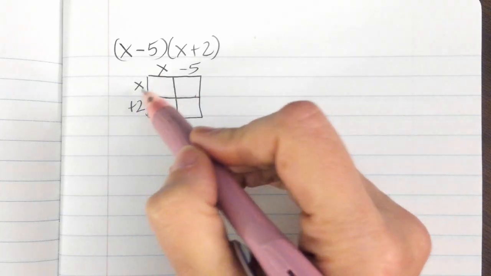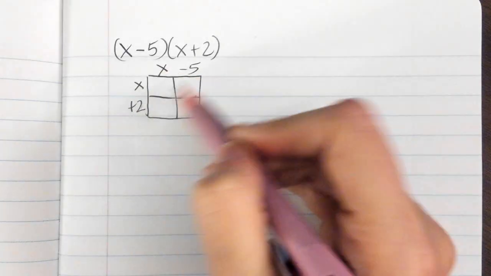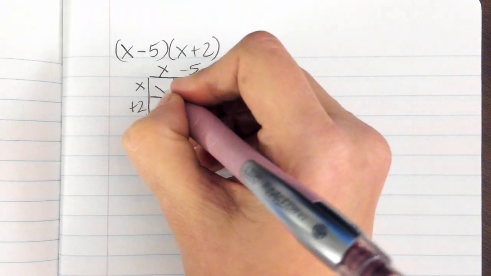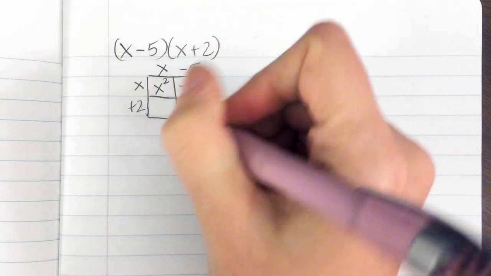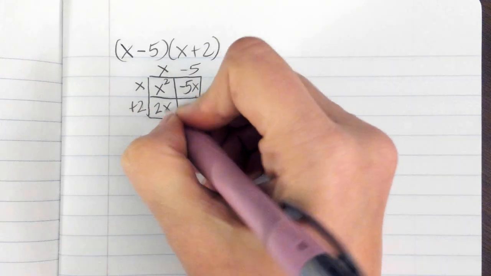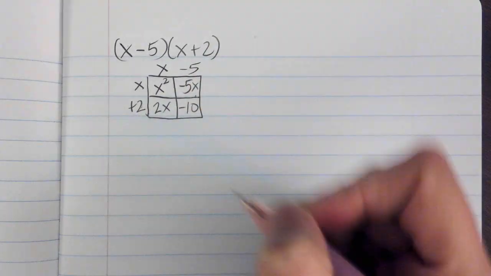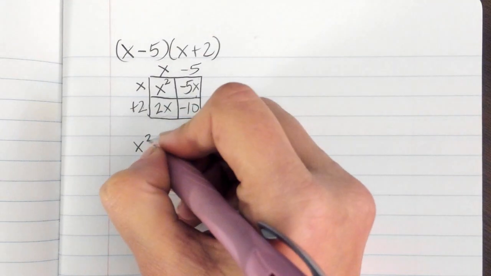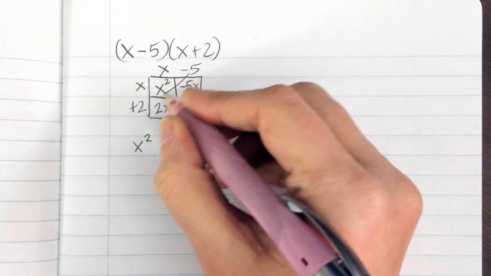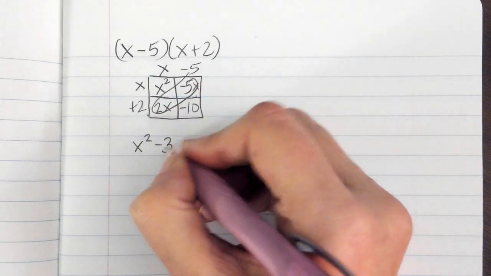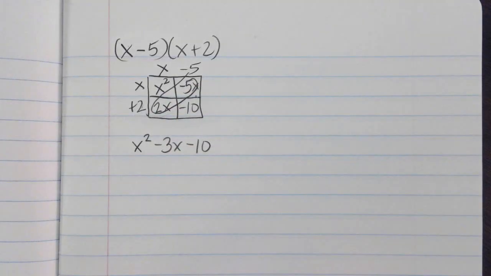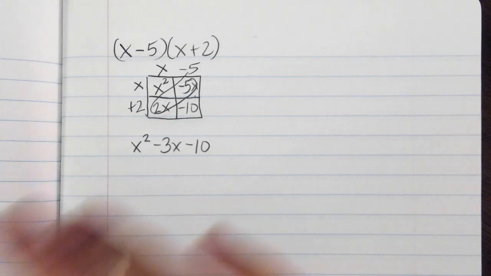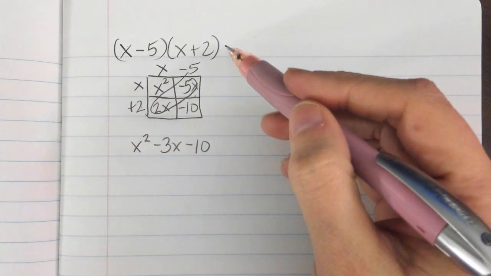So we distribute this x to everything here, and we distribute this 2 to everything. So we get x squared, minus 5x, 2 times x is 2x, 2 times negative 5 is minus 10. Then we combine these and we get an answer: x squared, these combine to minus 3x, minus 10. So that's how we multiply binomials. That's what we've been doing.